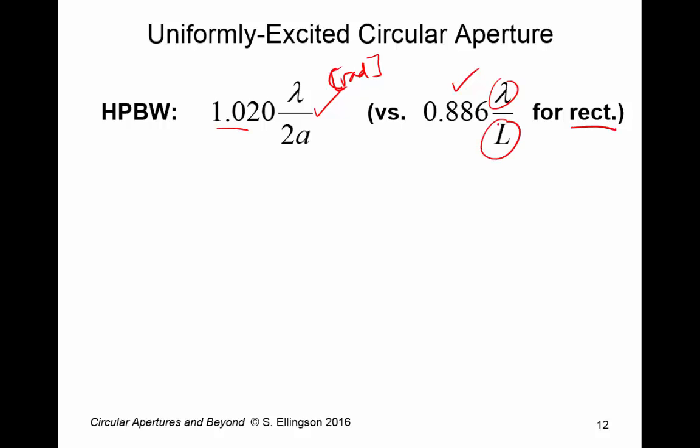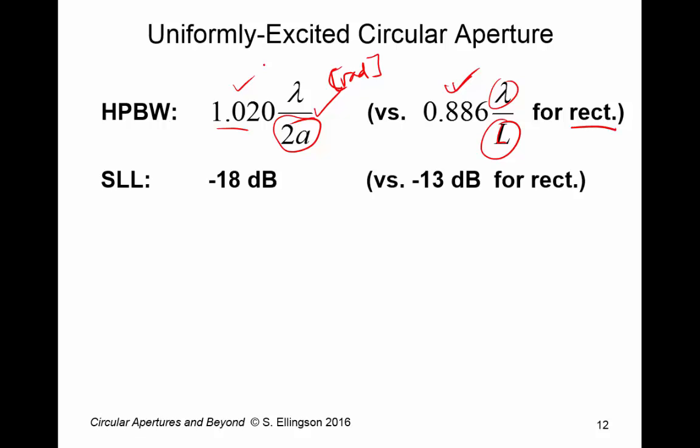There's a lambda, and then there's an L, right? So this was whatever L was in the plane in which you were measuring the pattern. So it was Lx for one cut and Ly for another cut. For a circular aperture, we only have one dimension, the diameter. And in fact, there it is. There's a diameter. So you see these expressions are very similar. It's lambda over the maximum dimension multiplied by some number. And that number is 0.886 for a rectangular aperture, and it's 1.020 for a circular aperture.